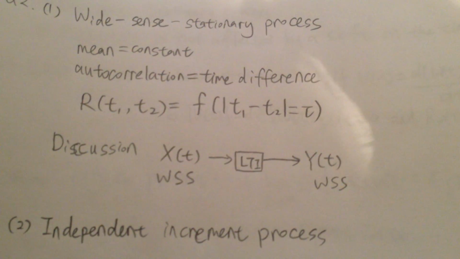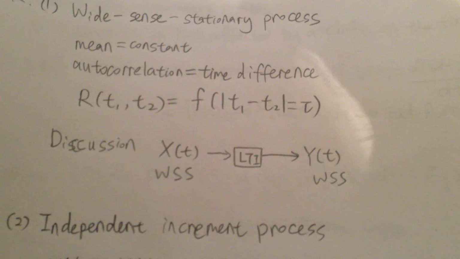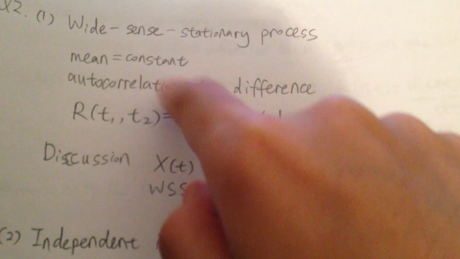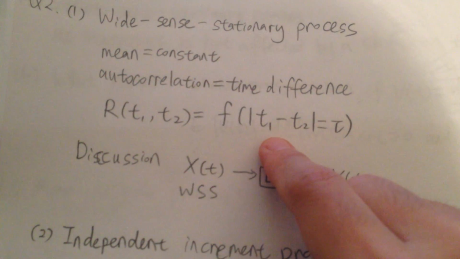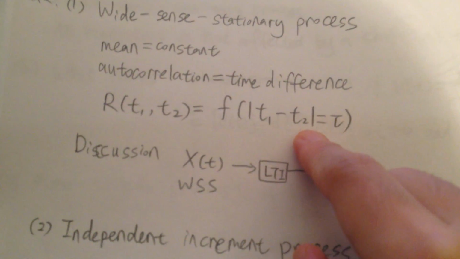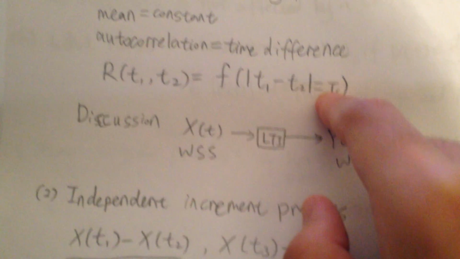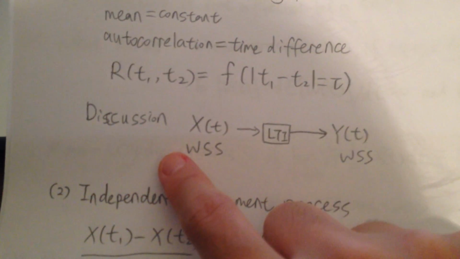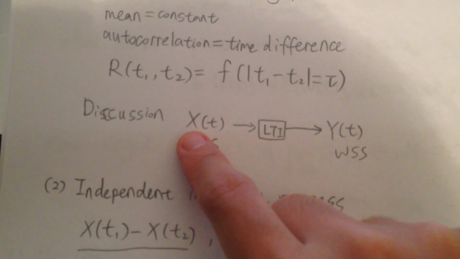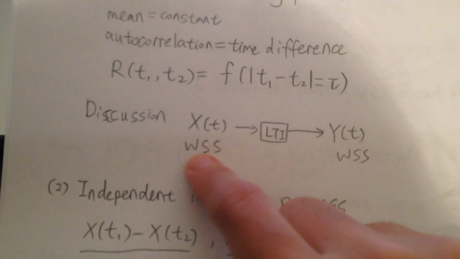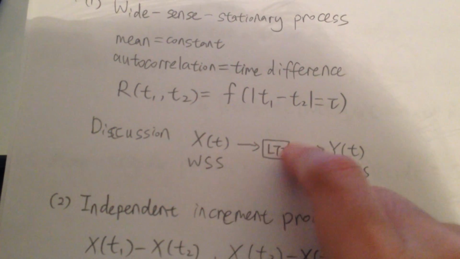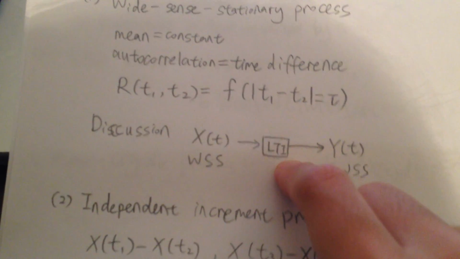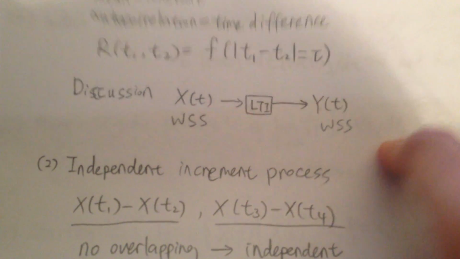For this process, its mean equals a constant, and its autocorrelation is a function of the time difference. That means R(t1, t2) equals f of the absolute value of the difference between t1 and t2, which is tau. And for a little discussion of this process: when we put an input signal, a stochastic process x(t) that is a WSS process, through an LTI system, we get an output that is also a WSS process.